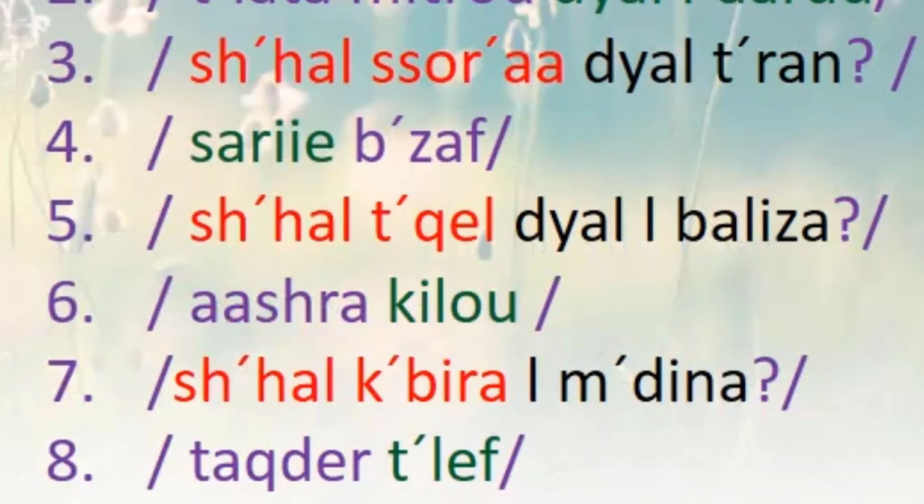Number 7, how big is the city? شحال كبيرة المدينة. So المدينة is the city. شحال كبيرة, how big is the city? ديال Casablanca, for example. You can get lost. تقدر تلف or تقدر تضيع. You can get lost when you visit a very big city and you don't have a map. You can is تقدر. Get lost is تلف.